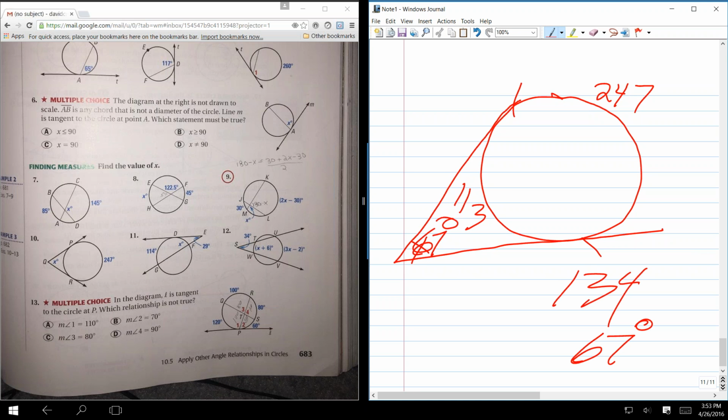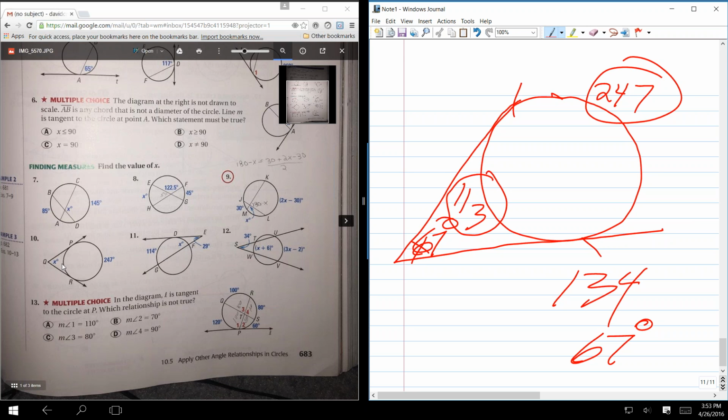So when you have two tangent lines intersecting, you take the two arcs that are subtended. We have a 247 degree arc and a 113 degree arc, both of which are subtended by these two tangent lines. Subtract them, divide by 2, that gives you x.